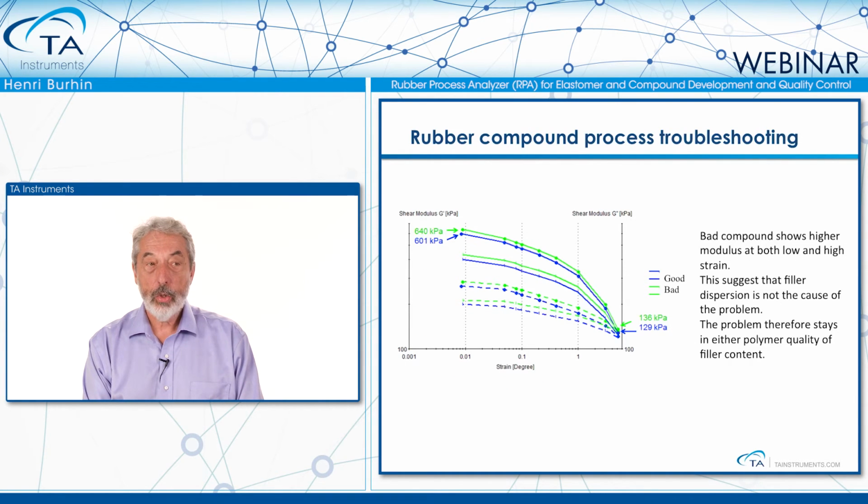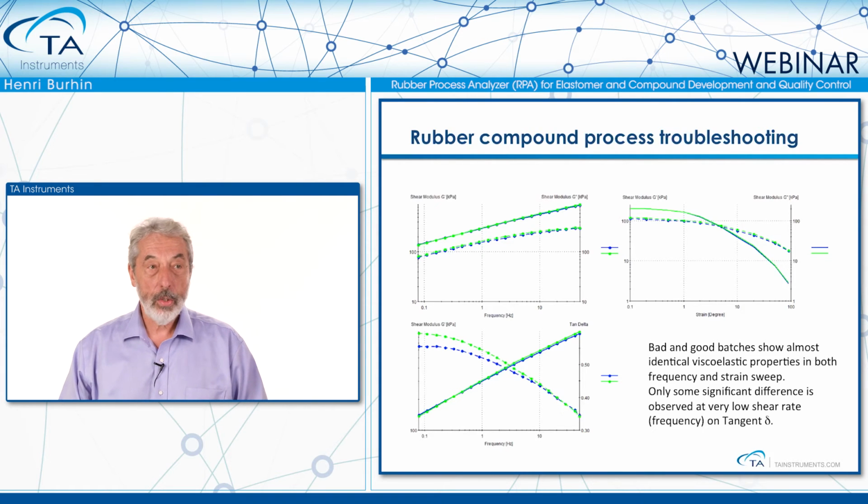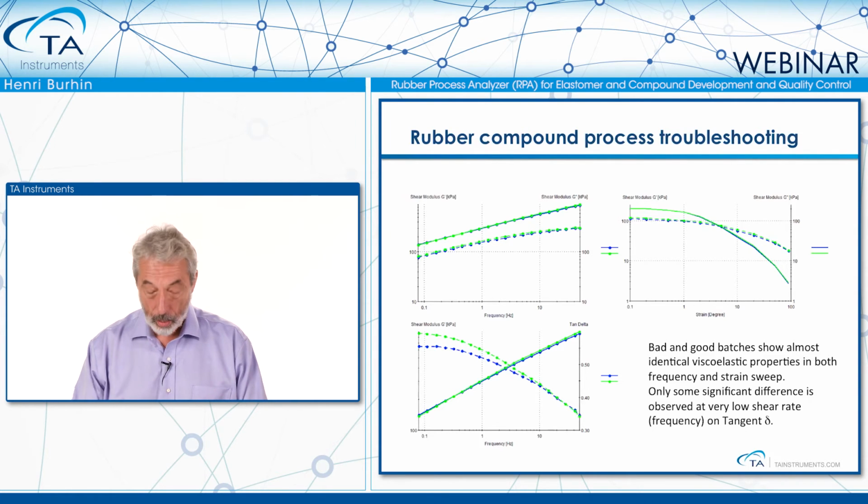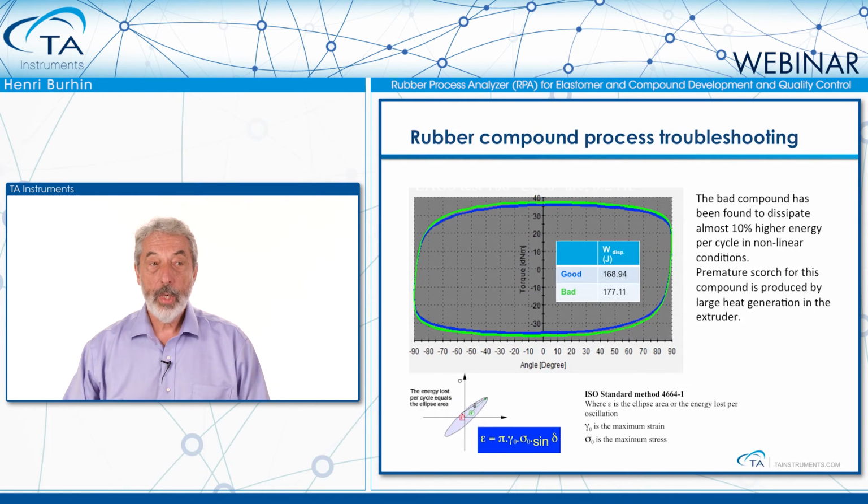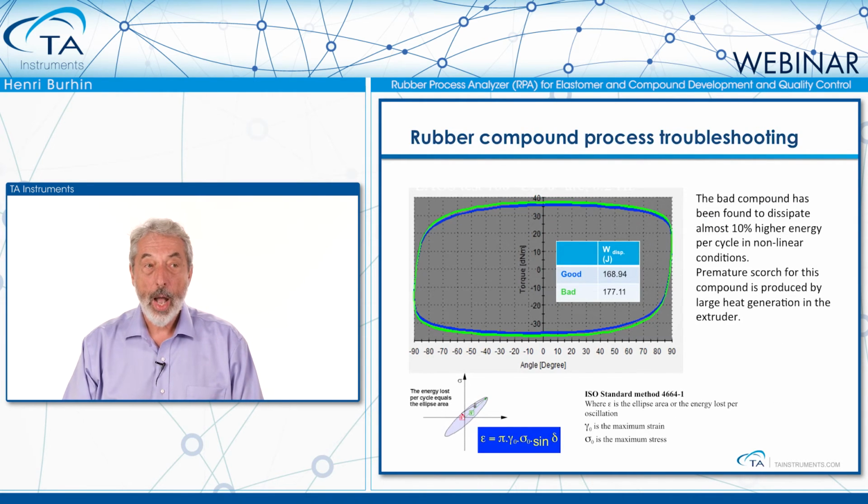We did a strain sweep going up strain, then back strain, which is characterizing the filler in that case. And that suggests that there's no problem in dispersion. Linear viscoelasticity measurement on the two compounds hardly shows any difference except for the tangent delta at low frequency, which is really quite interesting. But when we did LAOS, we are actually measuring the energy lost per oscillation, per cycle. This is according to the ISO standard method, which you can see at the bottom.